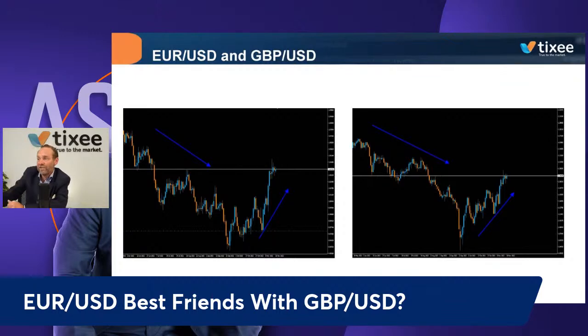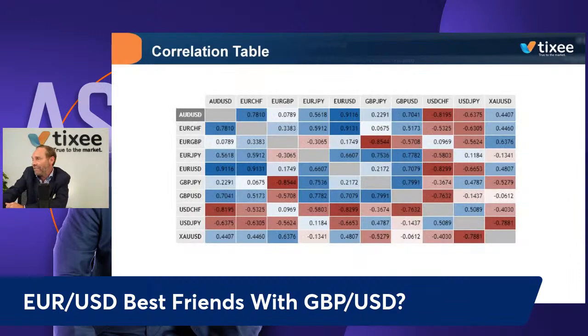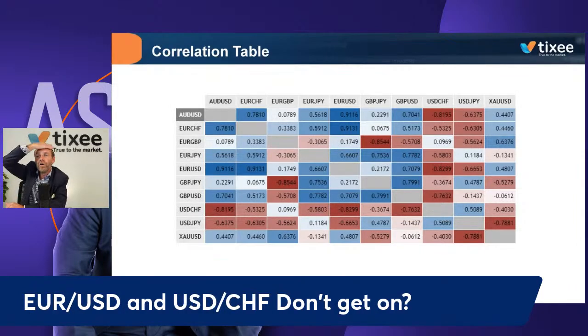Now, of course, there are mortal enemies as well, negatively correlated. Let's have a look at, for example, euro dollar and dollar Swiss franc. They don't get on, do they? Or do they? Let's have a look. Euro dollar, go across, dollar Swiss franc, it's negative 0.8299, meaning it's negatively correlated. That means they're going to go in the opposite direction.